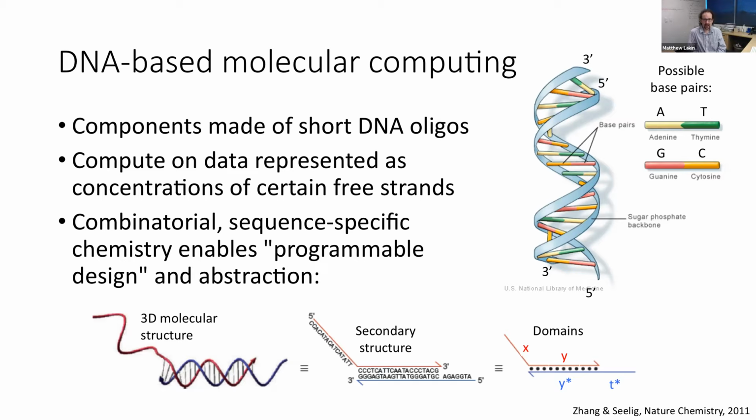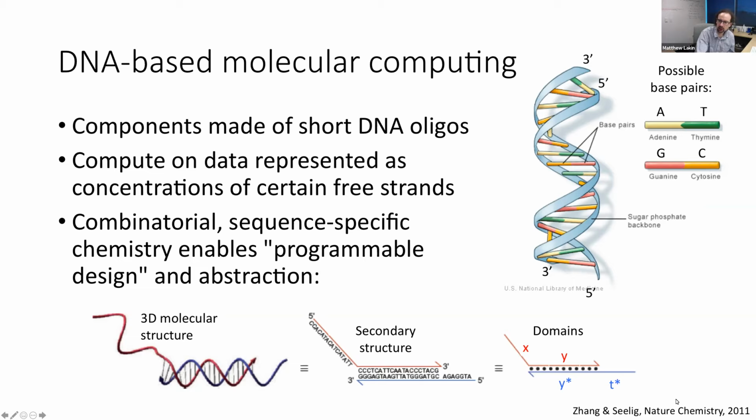And the fact that DNA chemistry is combinatorial and sequence specific means we can programmably design structures, and we can abstract away the detail of their structures. So we can abstract away the detail of this 3D molecular structure to the fairly well-known secondary structure representation in the middle here. And we can go even further and abstract these secondary structures into what are called domains, which are just using letters X and Y and so forth as shorthands for particular sequences that we assume are non-interfering. And the star denotes Watson-Crick complementarity as usual.